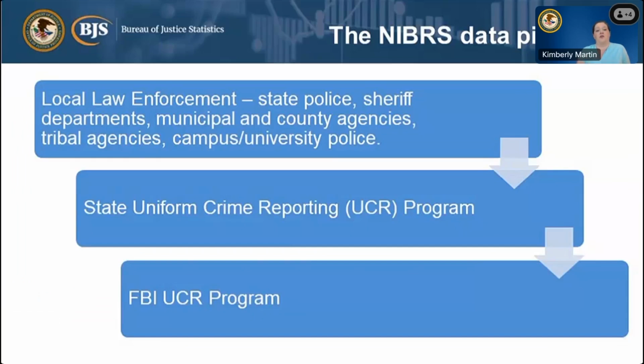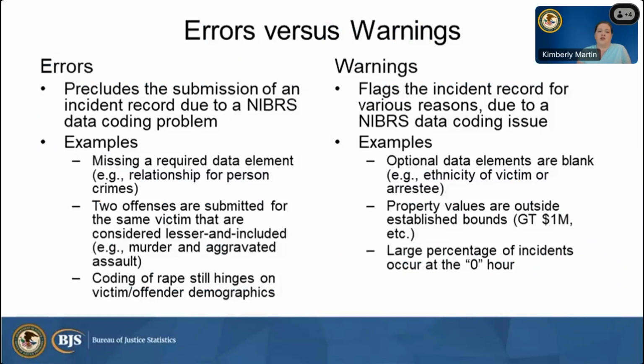It goes from local law enforcement or state police, whichever the law enforcement agency is. It could be police departments or a sheriff's office. It then goes to their state uniform crime reporting program office, which then pipelines that data to the FBI. That way the FBI is receiving data mostly from the states, 50 states, maybe DC, instead of close to 19,000 law enforcement agencies.